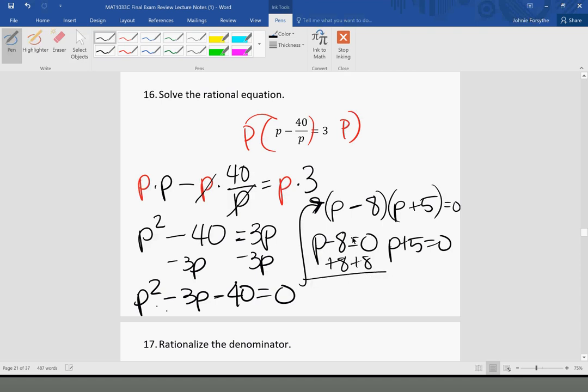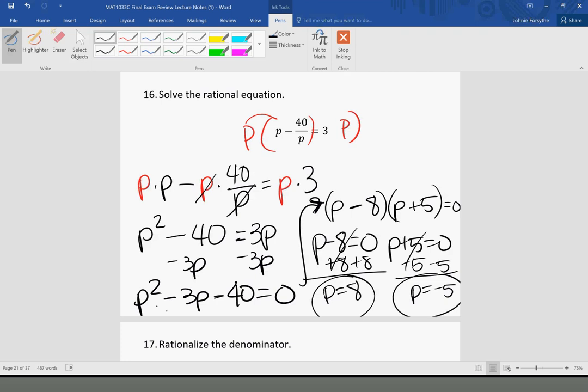So I would add 8 to both sides. So p equals 8. That's one solution. And then I'm going to subtract 5 from both sides. p equals negative 5. That's my other solution. So my two solutions are p equals 8 and p equals negative 5.